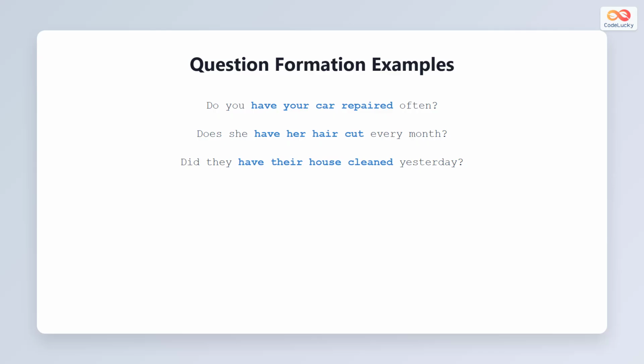To form questions, use do or does before the subject followed by have, then the object and past participle. For example, do you have your car repaired often? Does she have her hair cut every month? Did they have their house cleaned yesterday?